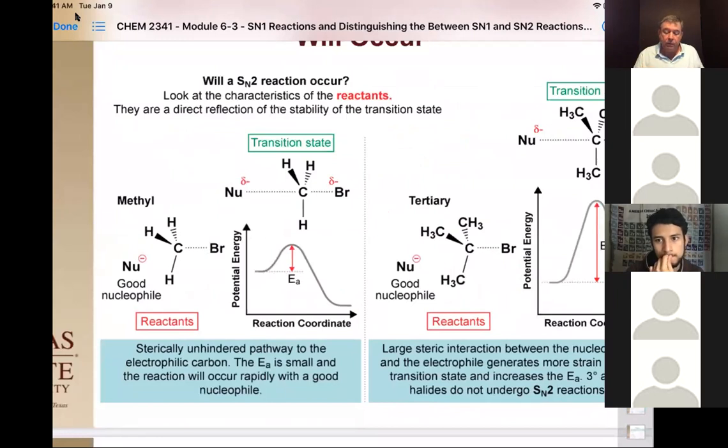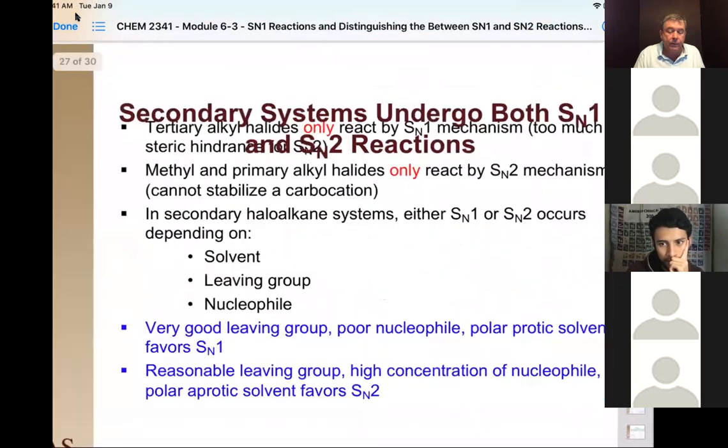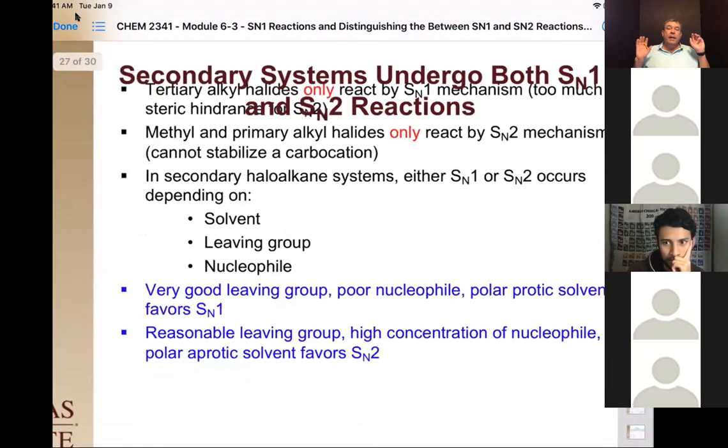Well, when you have a secondary system, and this is basically the same argument here, we have to think a little bit deeper. Since the tertiary halides only do SN1 and methyls and primaries only do SN2, where do secondaries fit in here? We have to dig a little deeper. We can't just say, oh, it's a secondary, it must do blah. When we have secondaries, we have to look at the solvent.